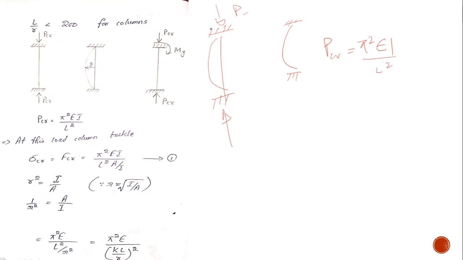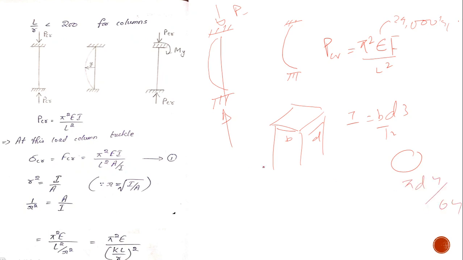Now you should know that E is the modulus of elasticity, and for steel it is 29,000 ksi. I is the area moment of inertia, or second area moment. For example, if you have a steel column, and you have this as B and this is D, then I would be equal to BD cubed by 12. Similarly, for a circular section it is pi d to the fourth by 64. So it can be found out. L is the length of a column.